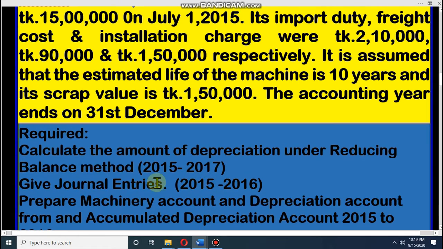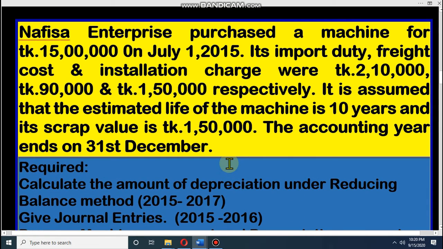Dear student, before calculating the amount of depreciation, we have to find the value of the asset. If you remember, we have discussed the value of an asset, that means the depreciable value of the asset. Look, the cost price of the machine is 15 lakh. Then for this machine we spent import duty 2 lakh 10,000, freight 90,000, and installation charge 1 lakh 50,000. That means this cost will also be included with the cost of the asset. Then we will get the depreciable value.